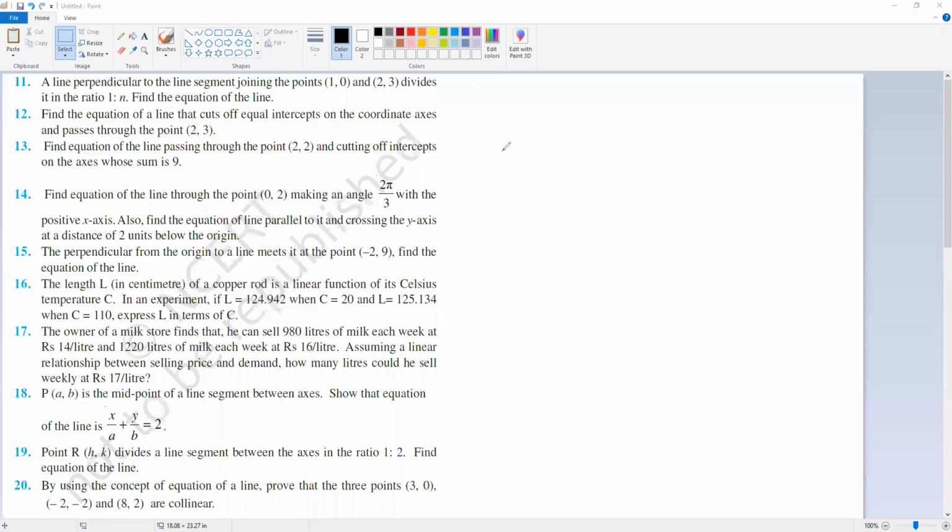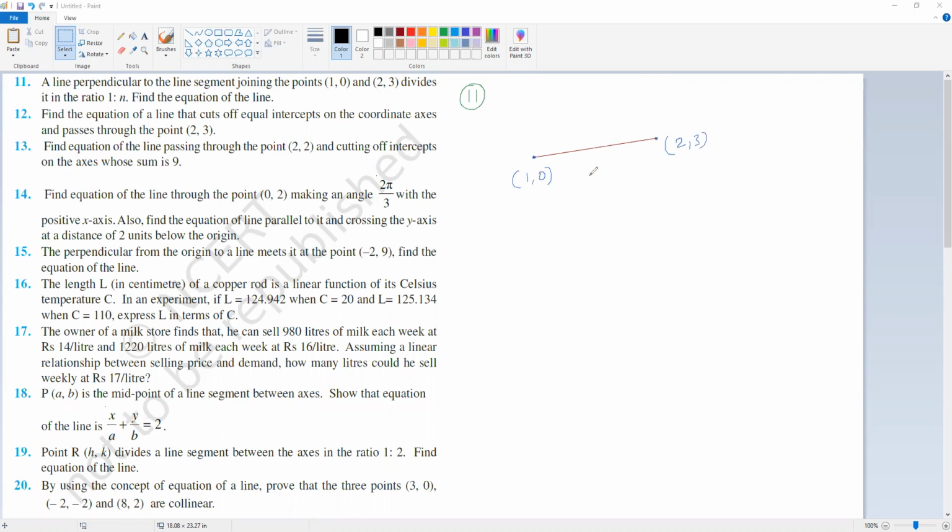Okay, so yesterday we did up to question number 10. Now question number 11. Look at question number 11. A line perpendicular to the line segment joining the points. So there is a line segment here. So the line segment joining the points (1, 0), so rough picture, (1, 0) and (2, 3).